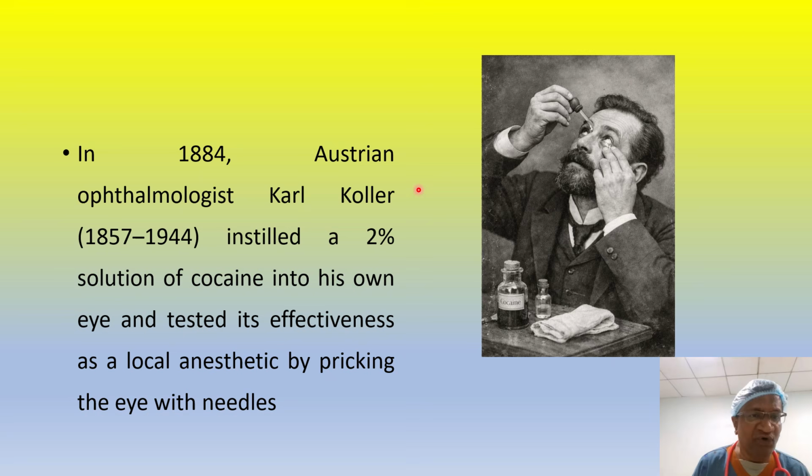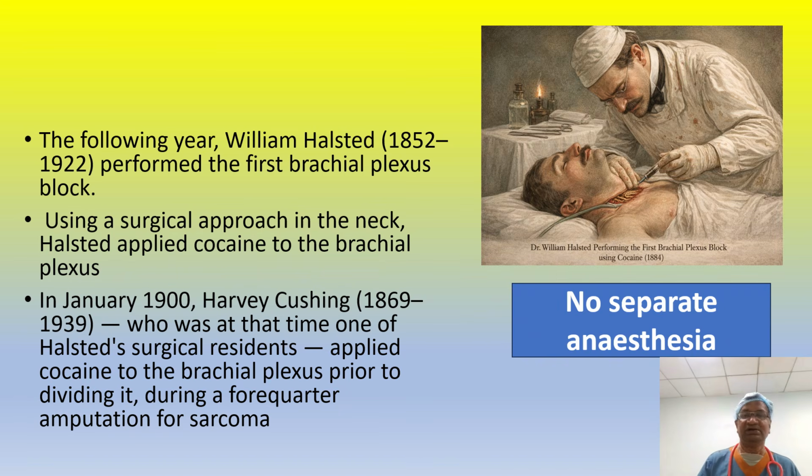In 1884, an Australian ophthalmologist instilled 2% cocaine into his own eyes and pinpricked it so that he did not feel any sensation. That is how cocaine was established as a local anesthetic. The following year, between 1885 and the 1890s, people started using cocaine after that.